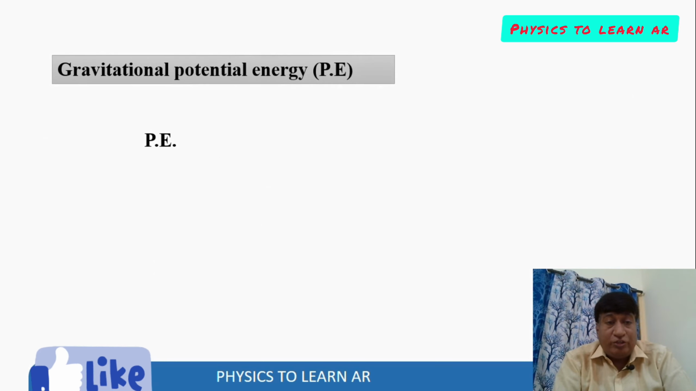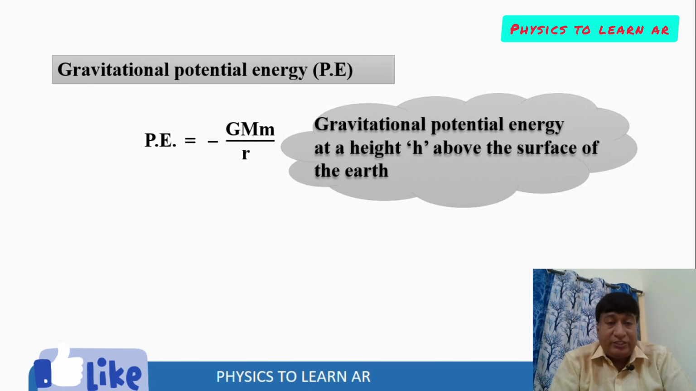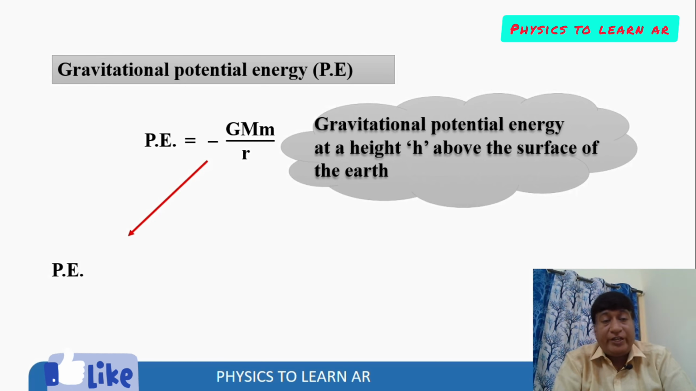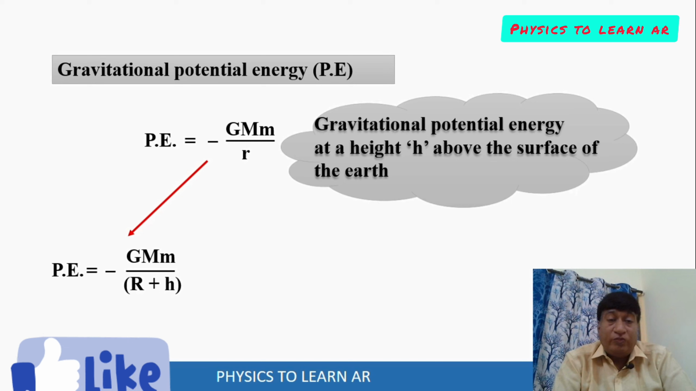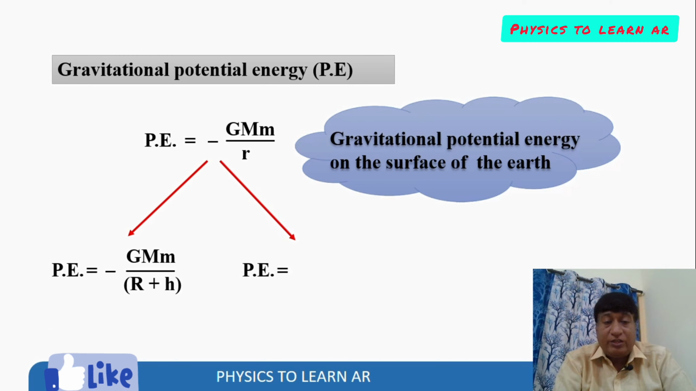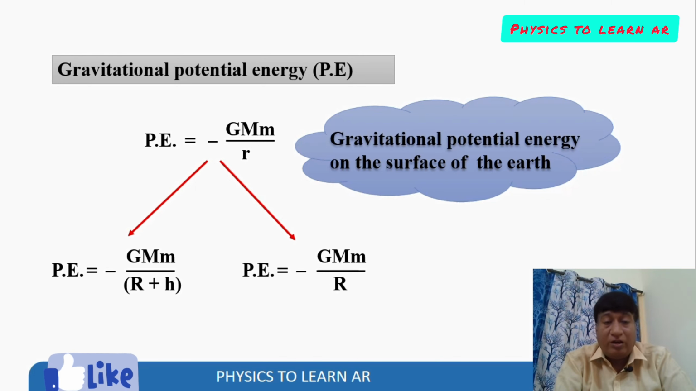This gravitational potential energy varies depending upon the height. For gravitational potential energy at a height above the surface of the earth, we take R plus H. If it is on the surface of the earth, the gravitational potential energy is capital G into capital M into small m by r, where r represents the radius of the earth.